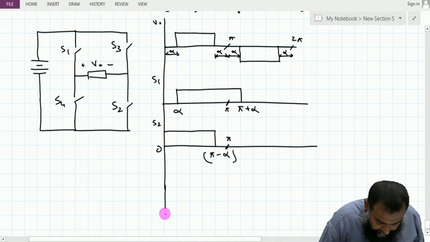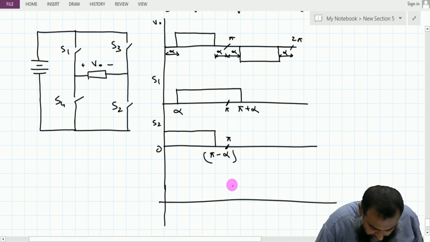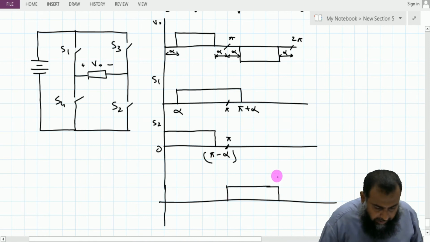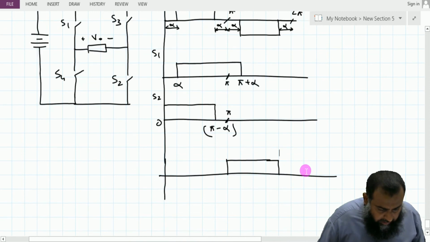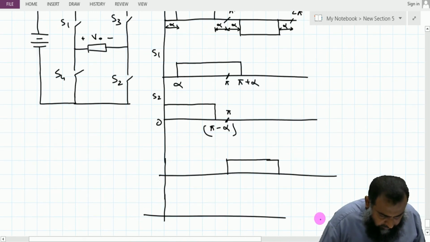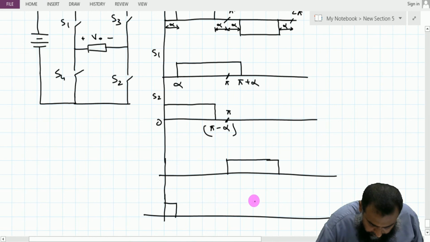Similarly we have S3. S3 shall start from this particular point and we will turn this on till alpha plus pi. So as a result, let me also draw this S4 as well. S4 is turned on for this duration and for this much duration.